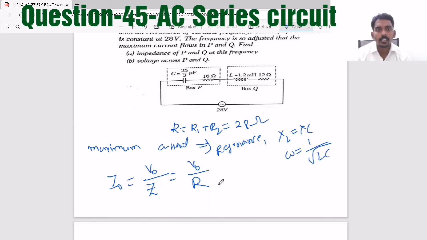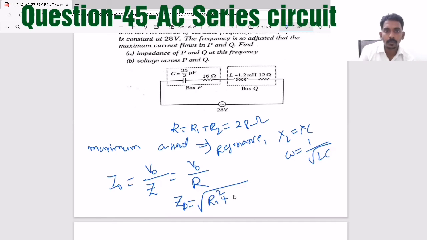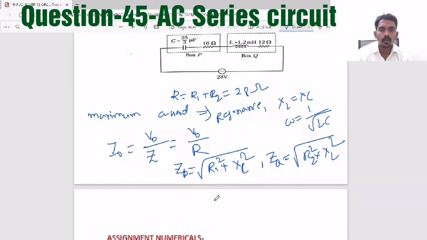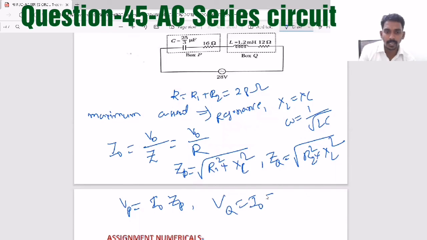Now you find the impedance of each part of the circuit. So the impedance of P means under root R1 square plus XC square. And the impedance of Q is under root R2 square plus XL square. Now voltage across P means I naught into ZP, and voltage across Q means I naught into ZQ.